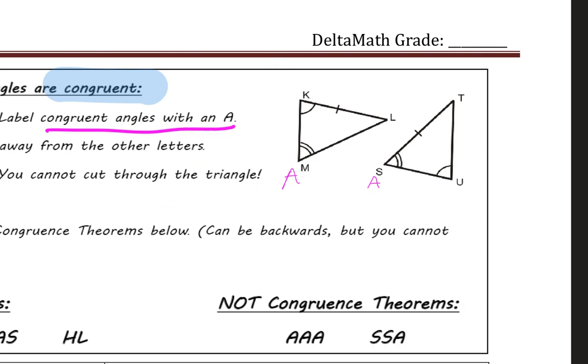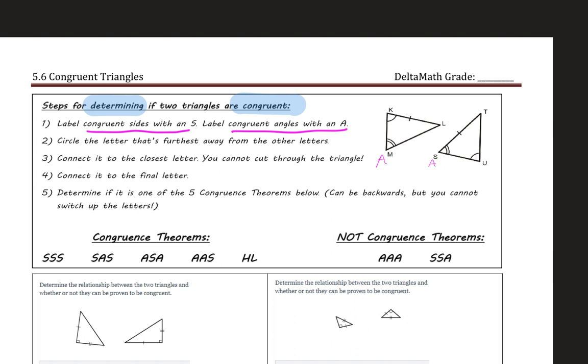Then if we mark the angles with an A, we mark the sides that are congruent with an S. What do we see? We see 1 tick mark over here, and 1 tick mark over here. So those sides are congruent. What else do we notice? This is also an angle, so this angle has 1 arc. That's congruent with that one, so we put an A next to that one. So that was A, that was A, that was A, and that was S.